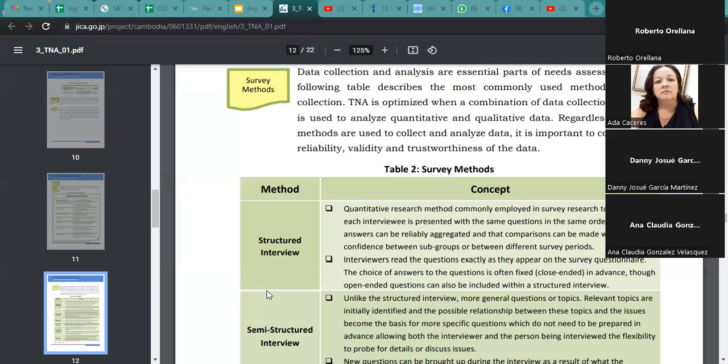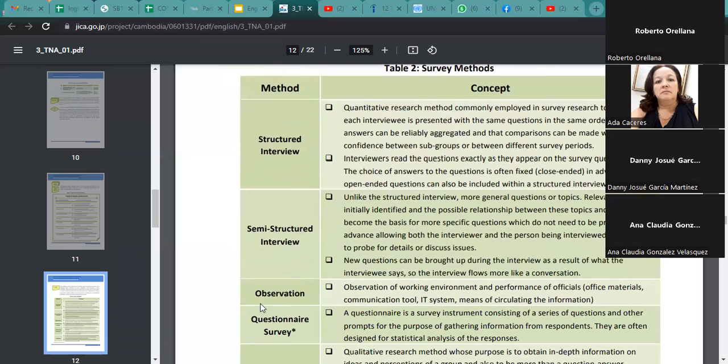Nice, let's see. There are no words here, I guess. Every word here, we know them. Okay, semi-structured interview. That is going to be for Danny. Okay. Structure interview. No, actually the other one. Sorry? It should be this, semi-structure.